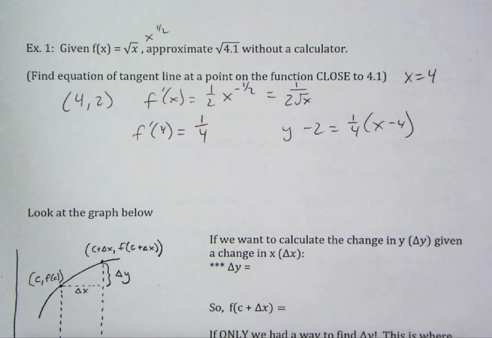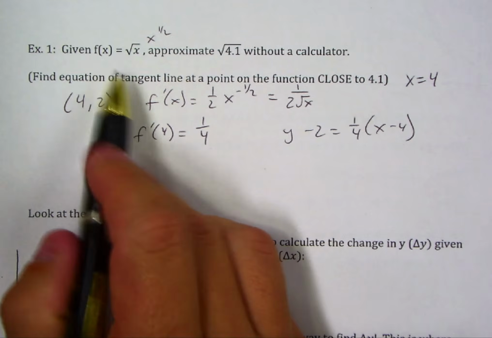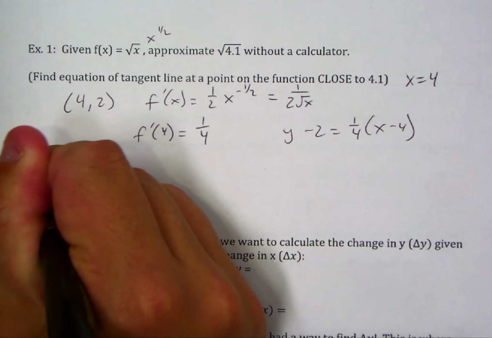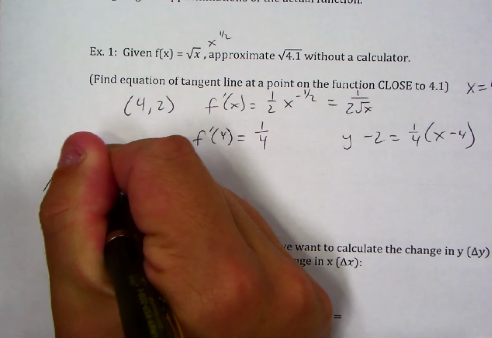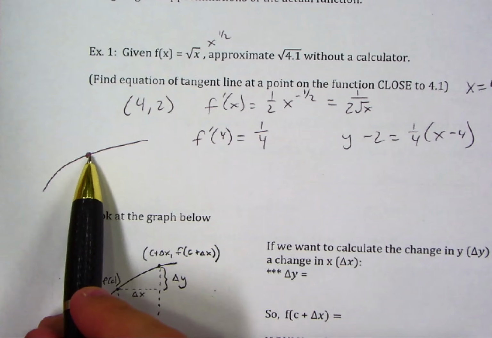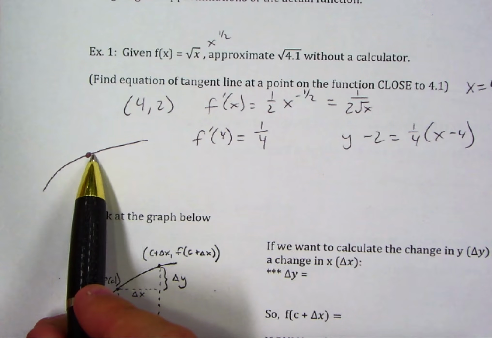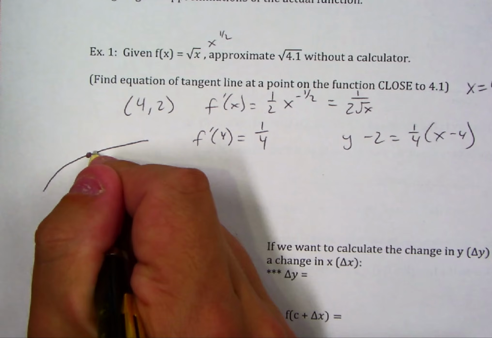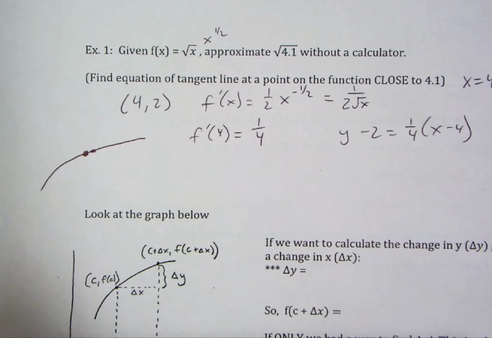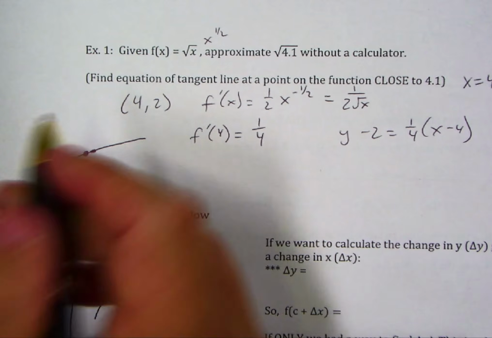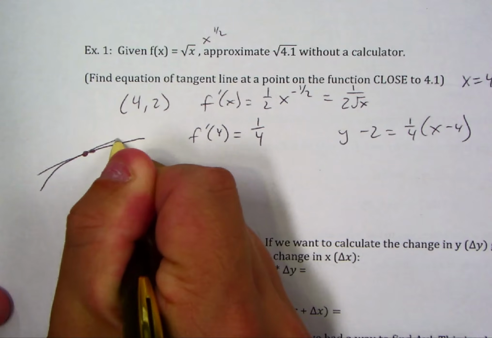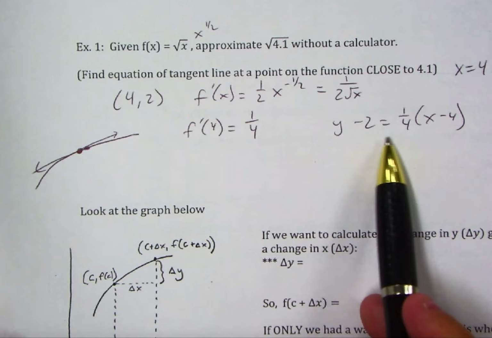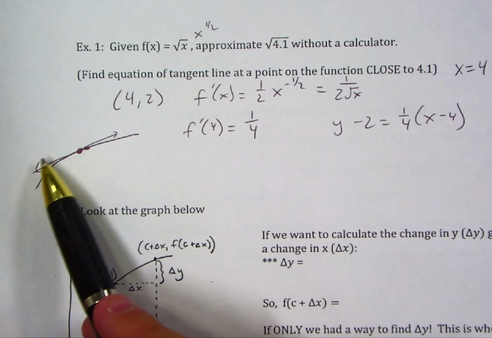So here's basically what I have done. I have the square root of x graph, okay? And let's pretend that this point right here, I'm not going to draw a big coordinate plane, is when x is 4. And I'm trying to approximate what the value is right here at 4.1. I don't know what f of 4.1 is. So here's what we're doing. We're finding a tangent line that hits the graph at 4. That's what this is right here. This is the equation of that tangent line.